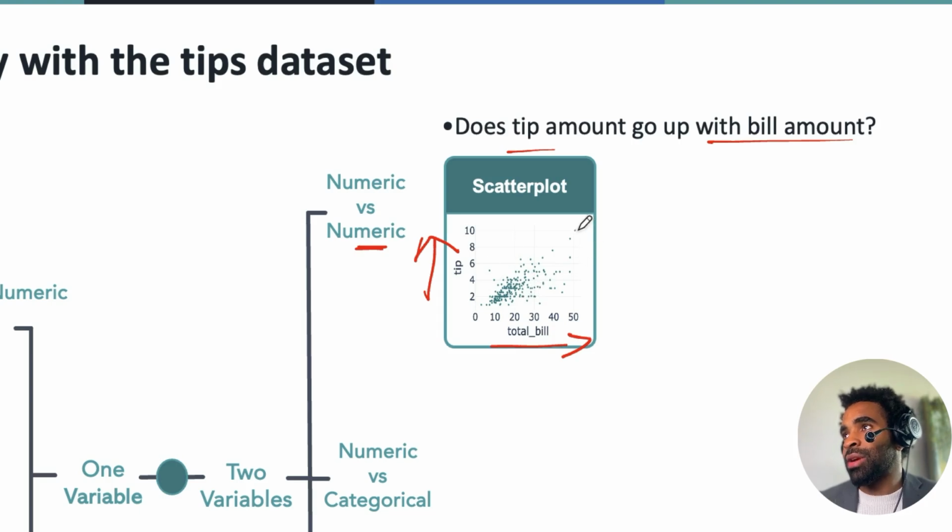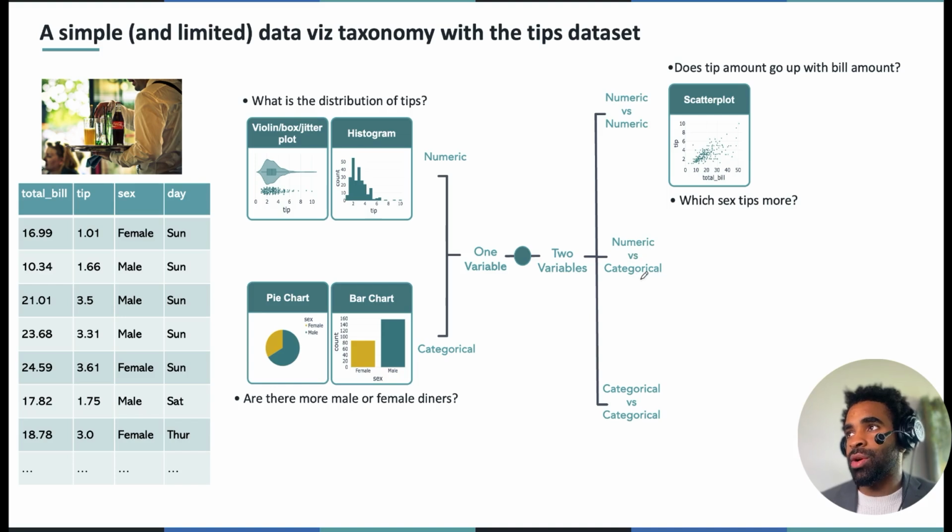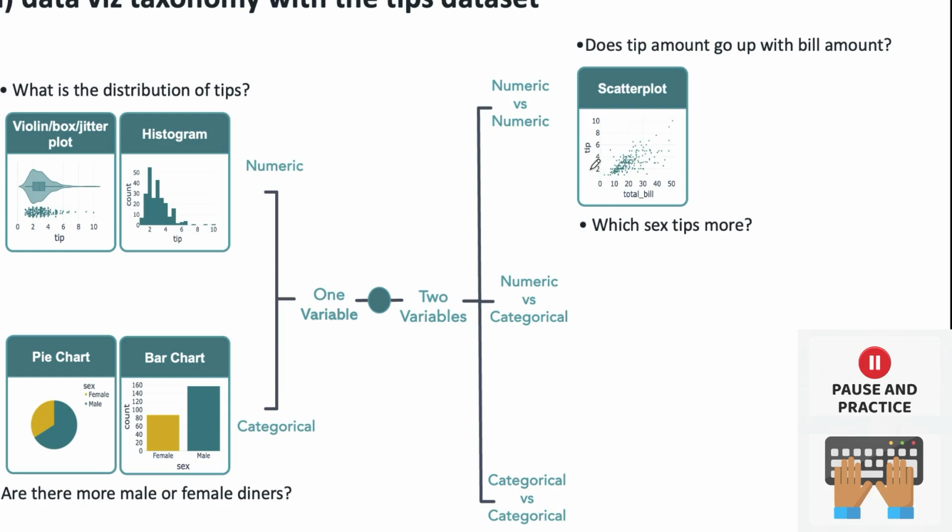So if we take someone like this person who tipped 10, we can see that they paid about 50 or 49. So that tip amount kind of makes sense given how much they spent on the meal. Now for the numeric versus categorical type questions, we wanted to answer the question, which sex tips more? Again, pause the video and think about how you would visualize this.